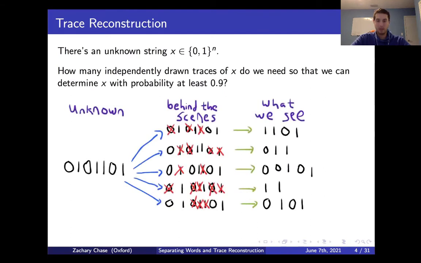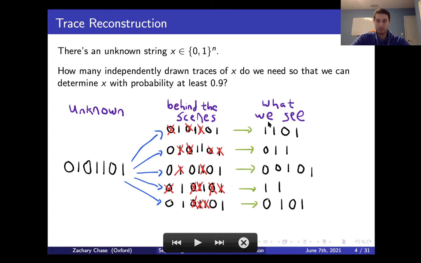Let me just explain how it works. Let's say x is the unknown string, 0, 1, 0, 1, 1, 0, 1. It's unknown. Here's an example of taking 5 independently drawn traces. In the first trace, the first, third, and fifth bits are deleted, and then all that's outputted is 1, 1, 0, 1, etc. This happens 4 more times. This is all behind the scenes. This is the unknown string, and all we see is this list of traces, 1, 1, 0, 1, 0, 1, 1, etc. And we want to be able to guess this unknown string from just looking at these strings.